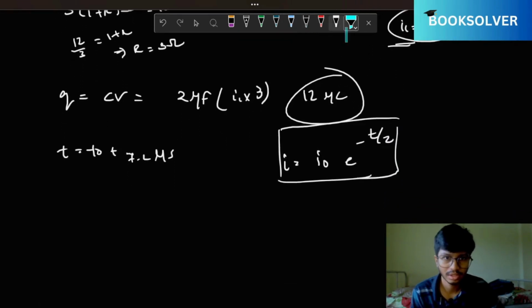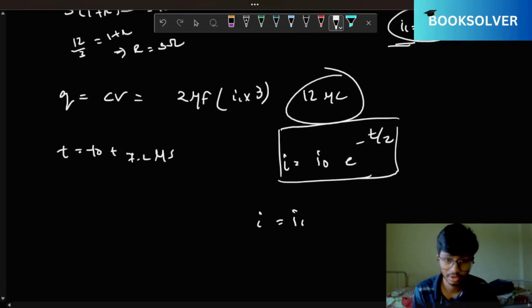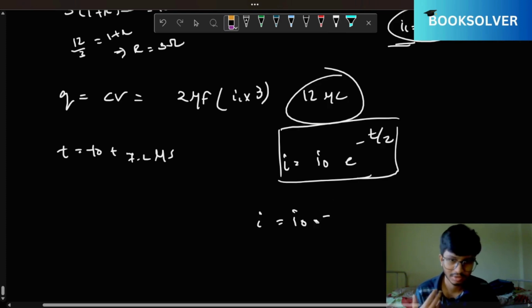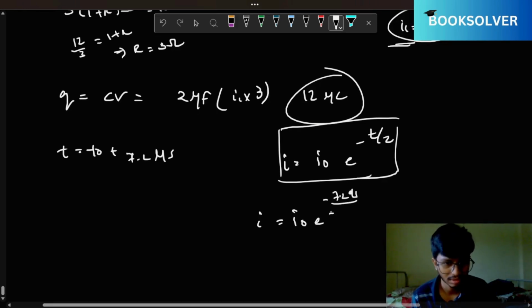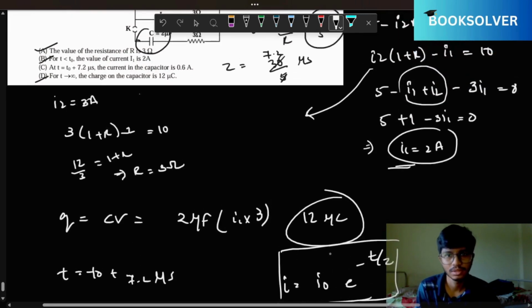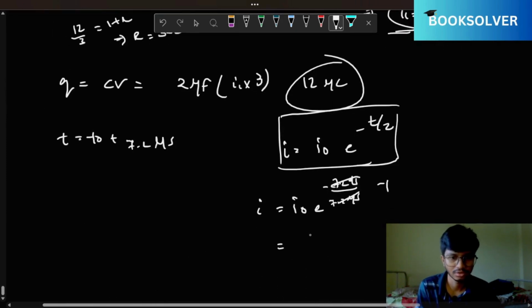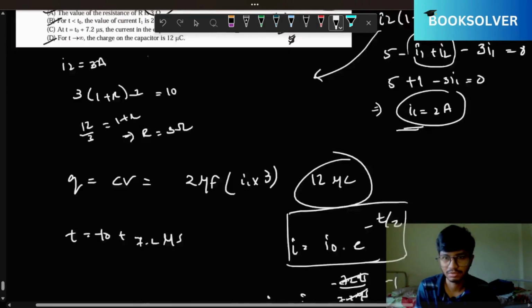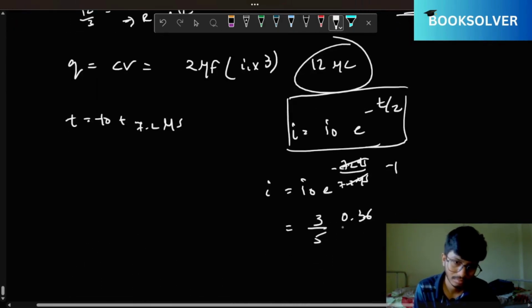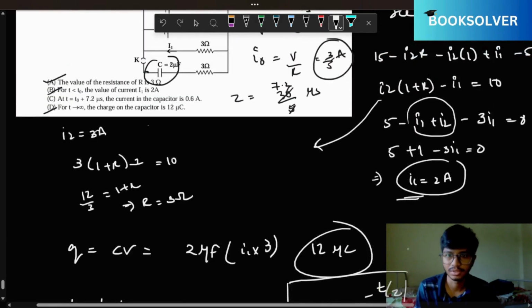So what we get over here is that I is equal to, for the time after which the switch is open, that would basically be t minus t naught, and that would basically be minus 7.2 microseconds, and tau is also 7.2 microseconds. So it is minus 1. We have I naught equal to 3 by 5, right? So 3 by 5 into e to the power minus 1, which is 0.36, so this goes 0.072, 3 2s are 6, 3 7s are 0.216 amperes.